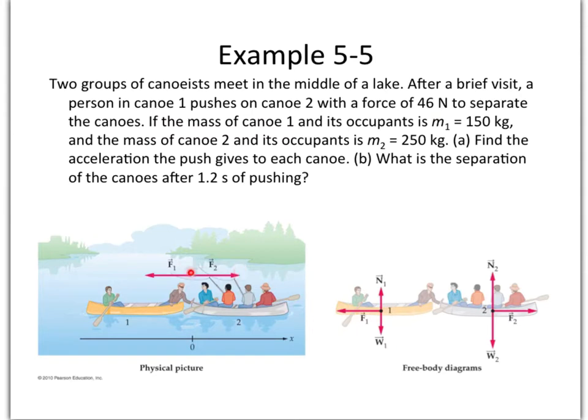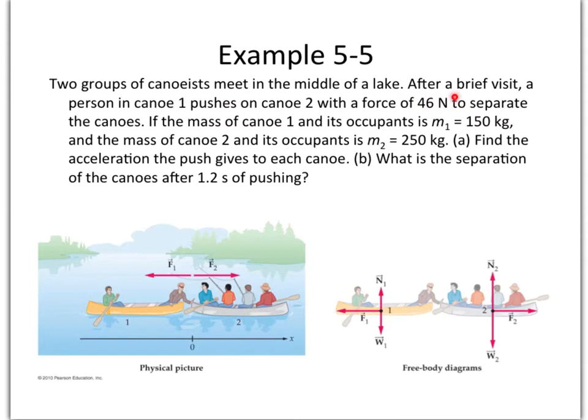So we should really call this force from 1 to 2, and of course the equal and opposite force would be force from 2 to 1. Okay, so this is canoe 1 and this is canoe 2 right here. In my opinion, this should be called force 1 and this force 2, but either way, we're going to give them different labels anyway. So, let's just finish reading it. The person from canoe 1 pushes on canoe 2 with a force of 46 newtons to separate the canoes.